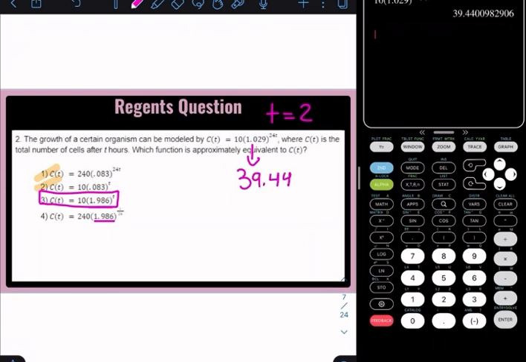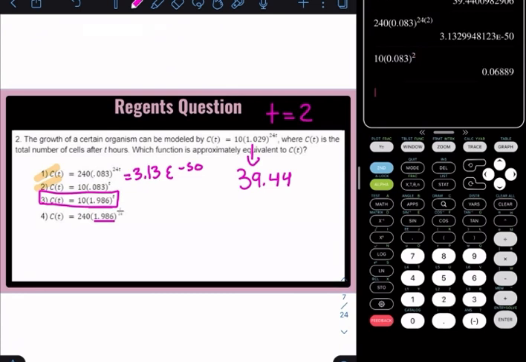Now, let's try each of these answer choices by making t 2. So let's try the first one. 240 parentheses 0.083 raised to the 24 times t, where t is the 2 power. That would equal 3.13 e negative 15. Not going to be the answer. Let's try the next one. 10 parentheses 0.083, and we're going to raise it to the t power, which we're making 2. That would be 0.06889. Not going to be the answer.